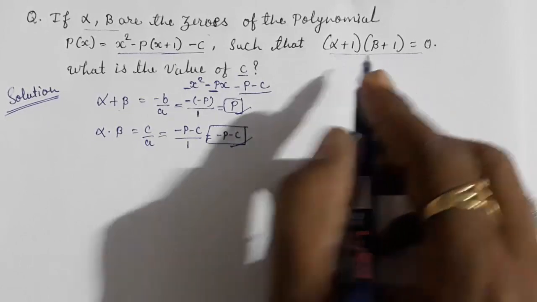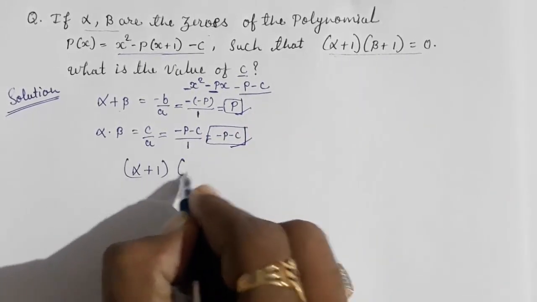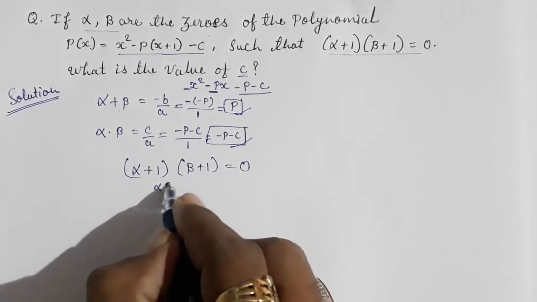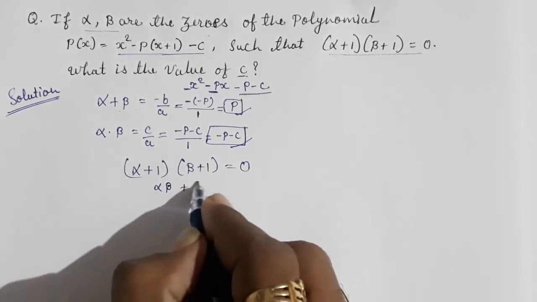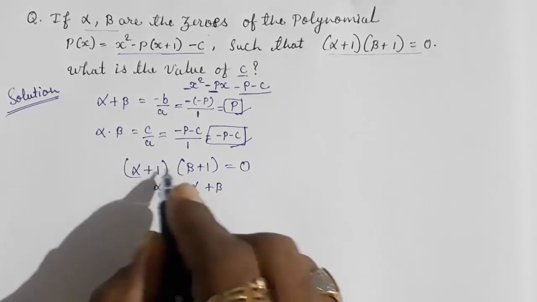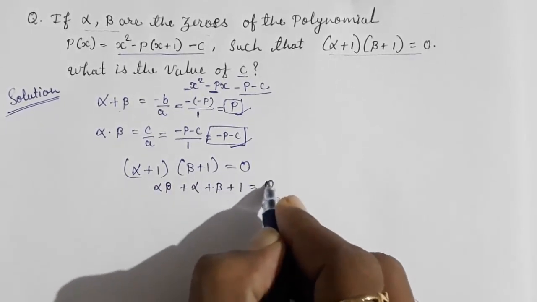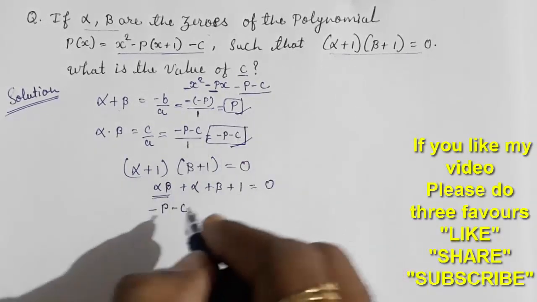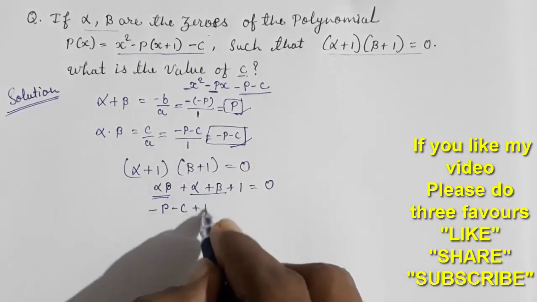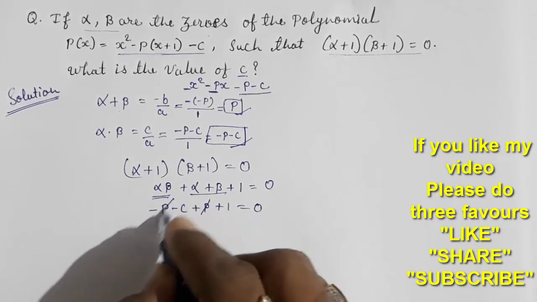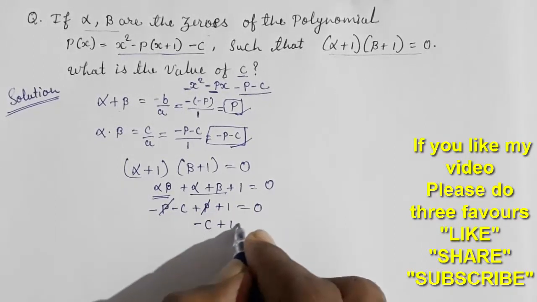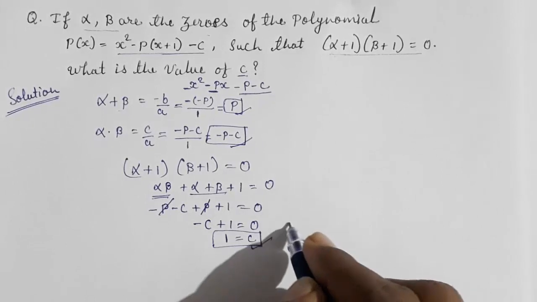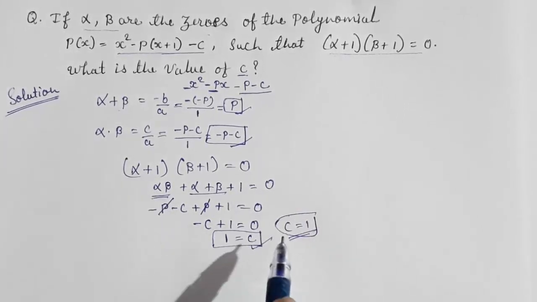Now we are going to find the product of this. Alpha plus 1 into beta plus 1 equals 0 is given. So first we will multiply alpha with both these, that will become alpha into beta. Now alpha with 1, so alpha. Now 1 with beta, so beta. Then 1 with 1, so 1. This way we have to multiply. Now we have alpha into beta, that is minus p minus c. We have alpha plus beta also, that is p, and then plus 1 is there, so we can cancel this. Now minus c plus 1 equals 0. Now take this minus c to that side, so 1 equals c. So c equals 1. This way we can find the value of c.